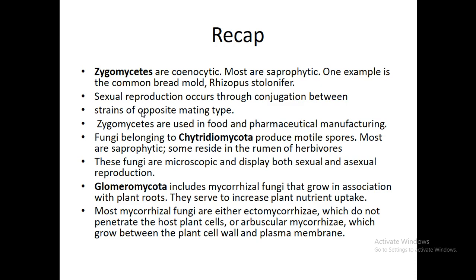Fungi belonging to Chytridiomycota produce motile spores, as they have flagella. Most are saprophytic. Some reside in the rumen of herbivores, that is inside the bodies of the herbivores. These fungi are microscopic and they display both sexual and asexual reproduction.